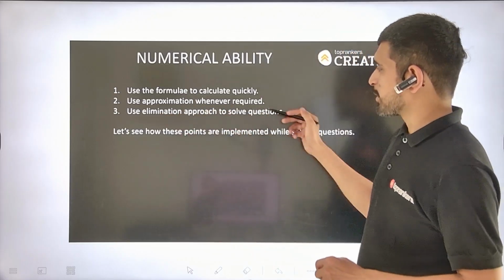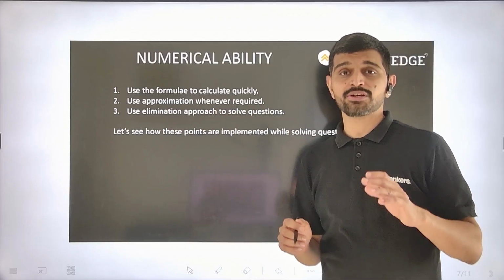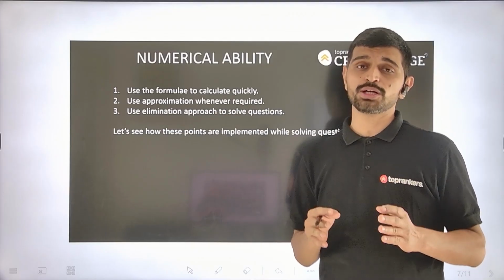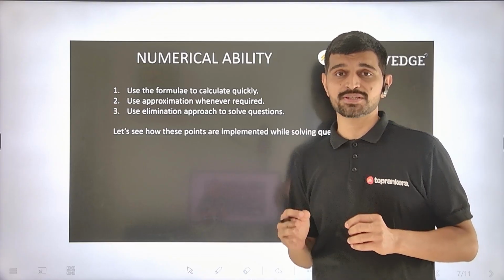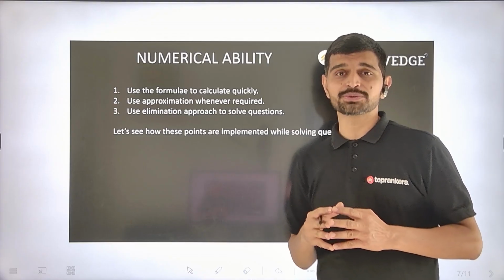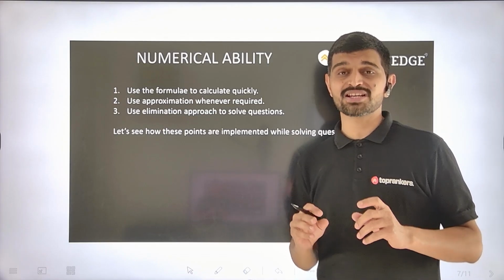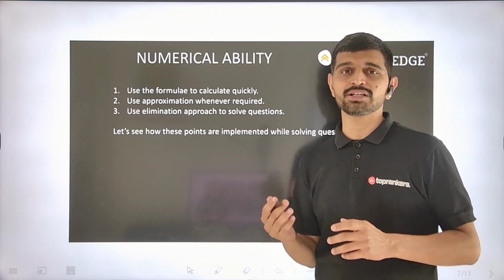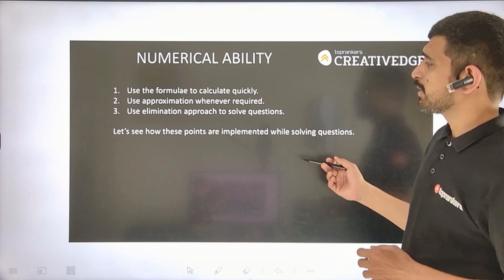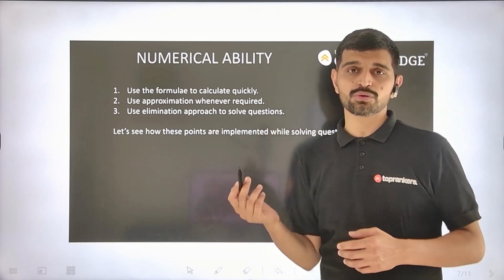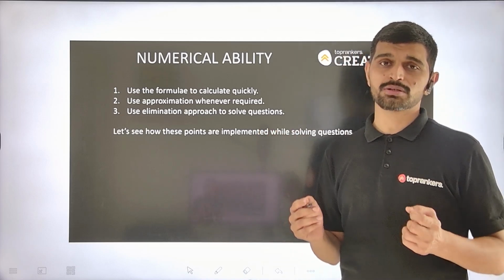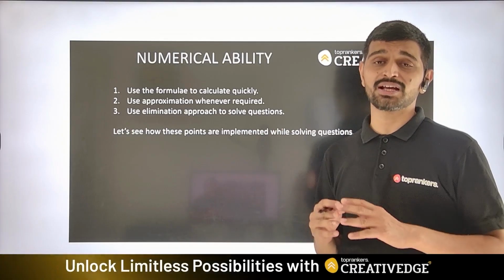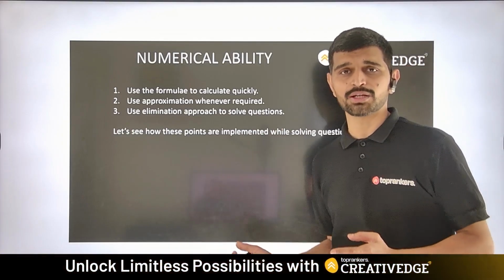Then use approximation. Please use approximation. If you are solving the paper, out of 50 questions, there are 42 questions that have options available. So use those options wisely. If the options are not very close, you can approximate in your calculation and arrive at the answer quickly. Then elimination approach to solve questions. So use options, right? You can fit in the values and you can arrive at the answer rather than the conventional approach to solve a particular question.